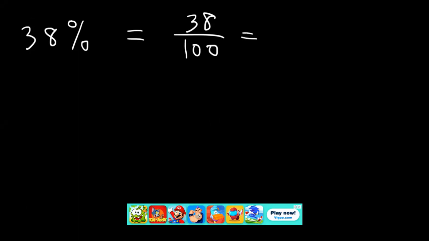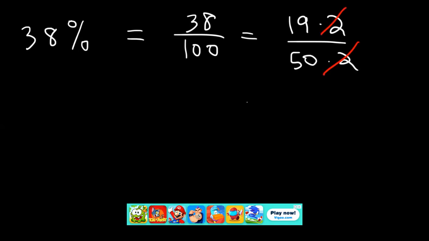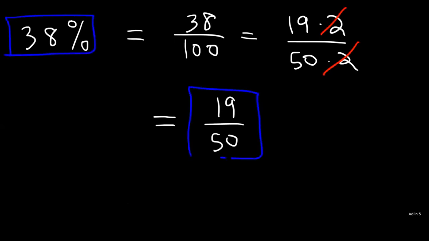Both numbers are even. So what you can do, if you want, is break down 38 into 19 times 2. If you divide 38 by 2, you're going to get 19. 100 is 50 times 2. Now notice that we can cancel a 2. So that fraction reduces to 19 over 50. And that's how you can convert a percentage into a reduced fraction. Now there are a lot more different examples that you need to be exposed to.